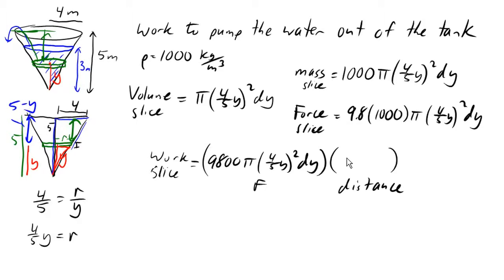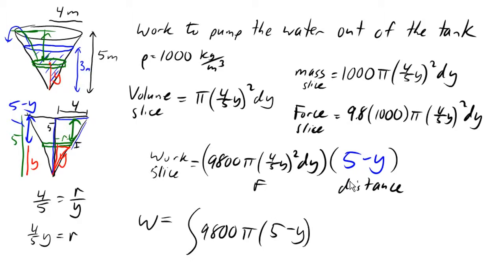We want to be consistent here in how we're using the variable y. So to find the total work now, we just integrate 9,800 times pi times (5 minus y) times (4/5 y) squared dy. I'm just rearranging the terms here a little bit. We integrate from the bottom of the tank to the top of the water level, so to a y value of 3.